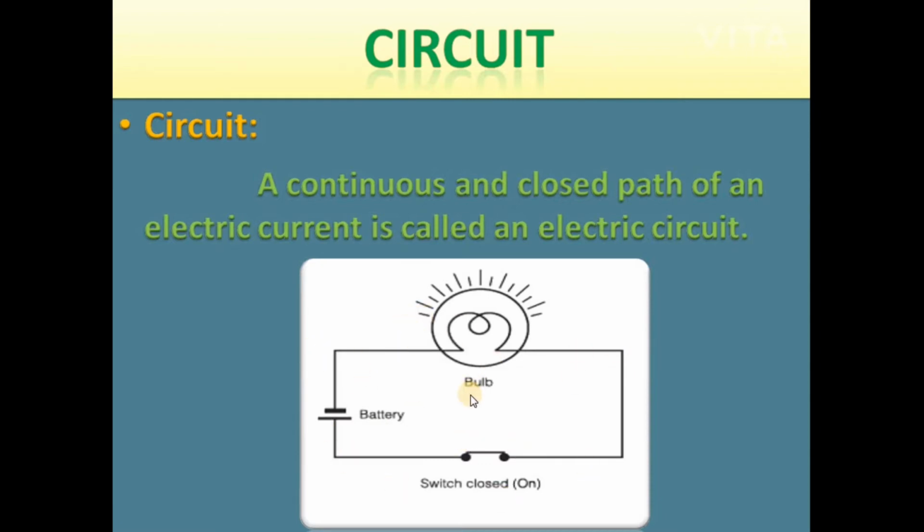This type of path for electric current is called a circuit. That is, a continuous and closed path of an electric current is called an electric circuit. Look at the circuit. The path of the circuit is continuous, there is no break, and the path is closed. Then this type of connection is called a circuit.